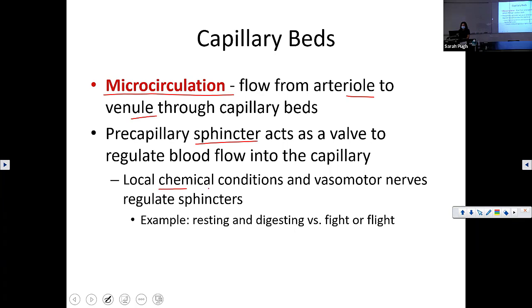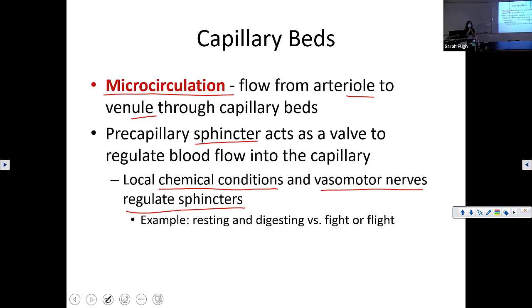And it's chemical changes and nerves that will regulate those sphincter muscles. So what does that mean? That's the difference between our sympathetic and our parasympathetic nervous system. So remember, when I think of sympathetic, I think sympathetic. That is that fight or flight response. That means that you are going to pump blood out to your muscles. So pre-capillary sphincters feeding the capillary beds going into muscles, they're going to dilate and get big. We're going to feed our muscles because we may have to flee.